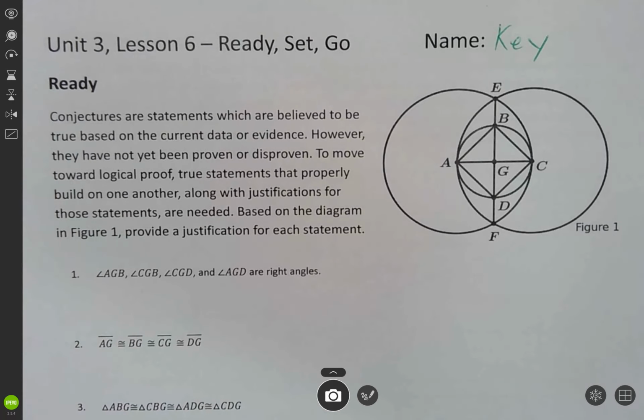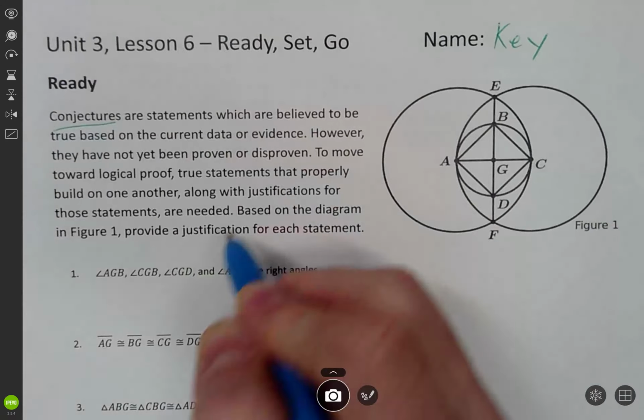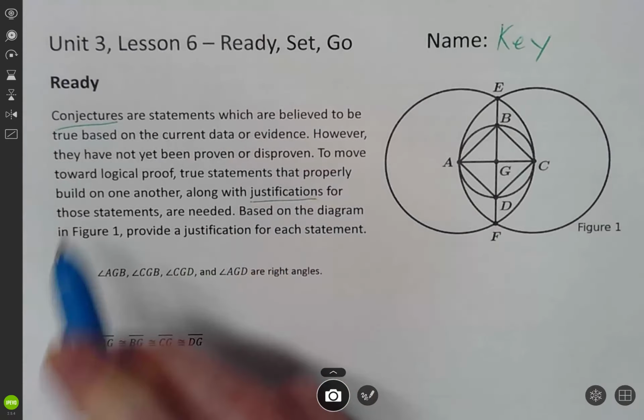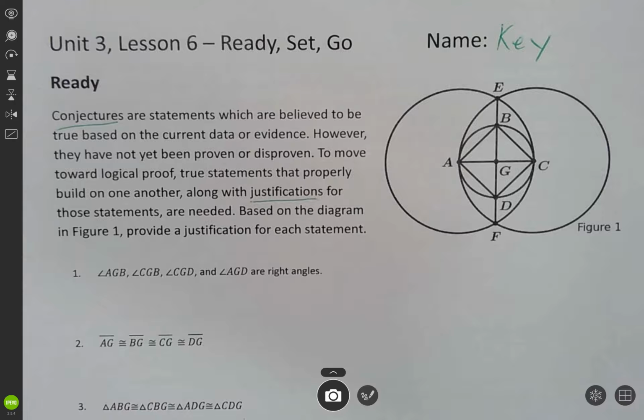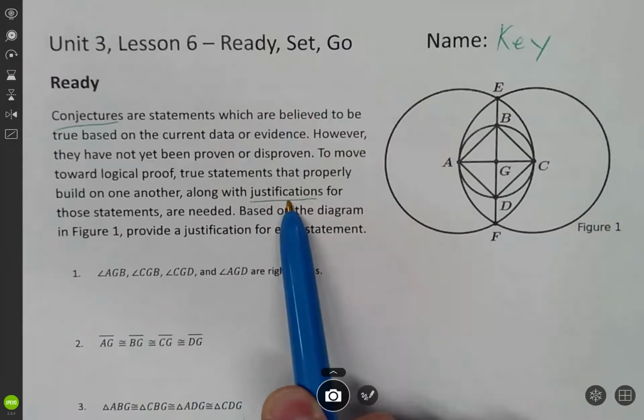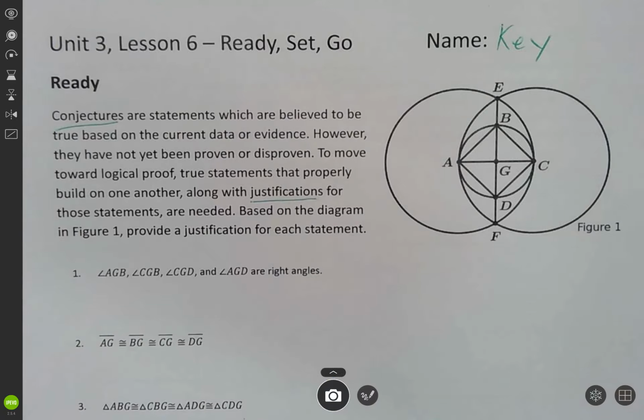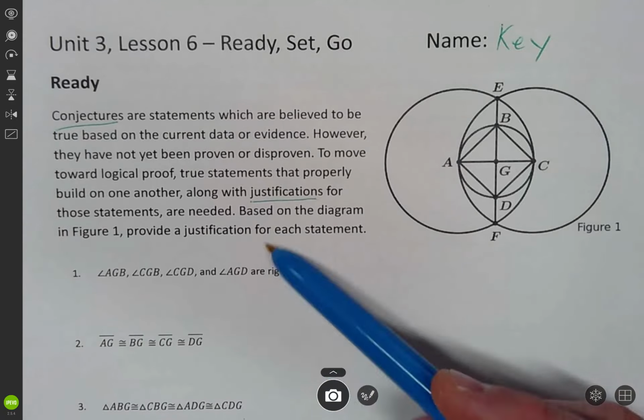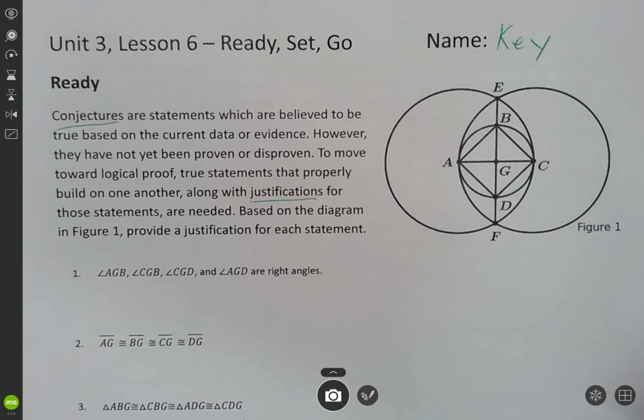And the goal of this first portion is to think about conjectures and justification. So conjectures are what we think are true. Justification is where we actually give a reason we could use in a proof of why it really is irrefutably true. So we're going to take a look at these statements based on this picture, and it always helps when you're given a figure to think about how they made it.